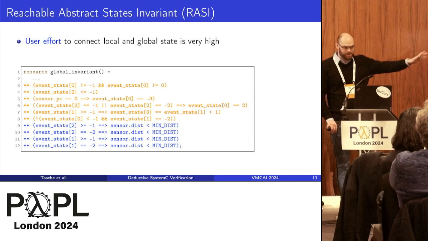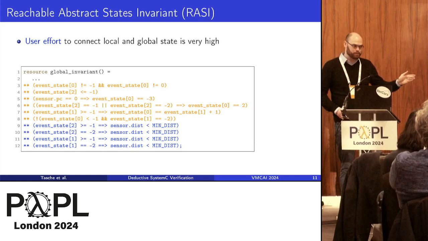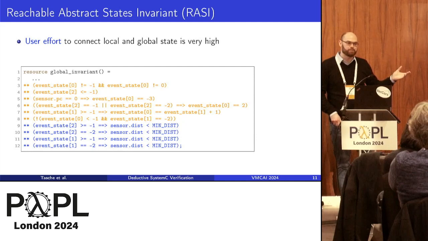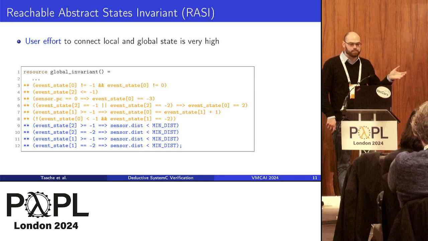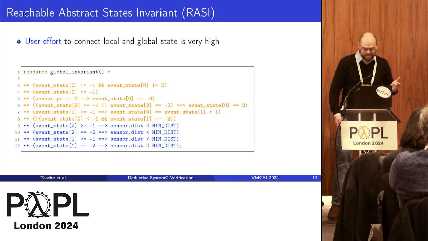These are very esoteric, and I just put them in to illustrate the point that this takes a very high user effort to come up with these invariants. In fact, while the verification time of a program with this invariant might be very low, only a few seconds, coming up with this invariant for us took about 8 hours for a system that we knew very well already. So this is infeasible, prohibitively expensive, so we need a solution for this.